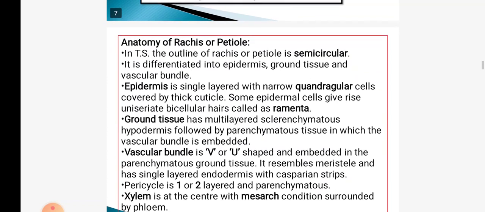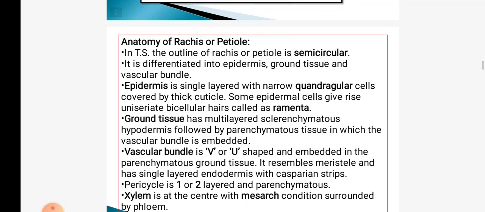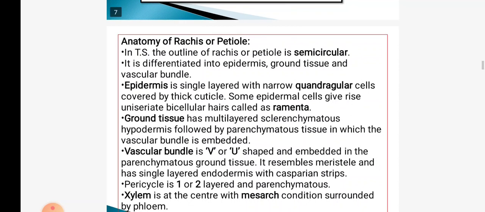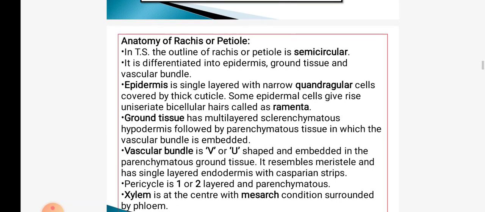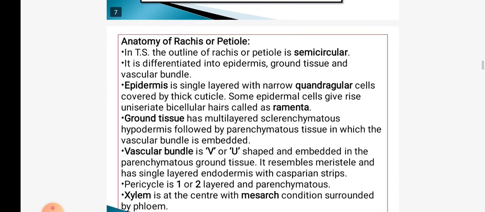The next section is the anatomy of the rachis. It is semicircular in outline. It shows epidermis, ground tissue and vascular bundle. Epidermis is single layered with quadrangular cells covered by thick cuticle. Some cells give rise to uniseriate bicellular hairs called ramenta. So hair-like structures present on the epidermis are known as ramenta.